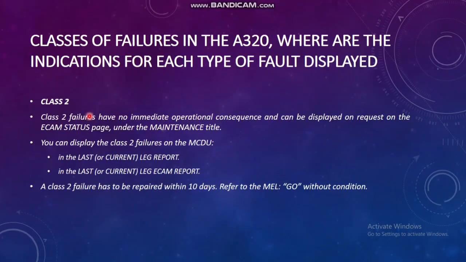Class 2 failures have no immediate operational consequences and can be displayed on request on the ECOM system page under the maintenance title. You can display the class 2 failure on the MCDU by the last or current leg report, or the last or current leg ECOM report. Class 2 failure has a required interval of 10 days, go without conditions. So per the MEL, it can go and can be deferred for 10 days.